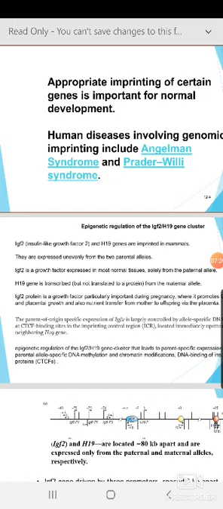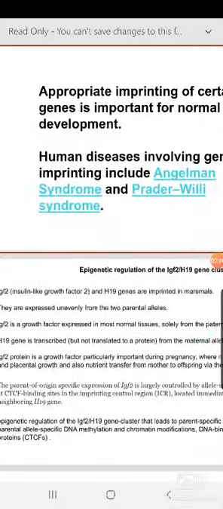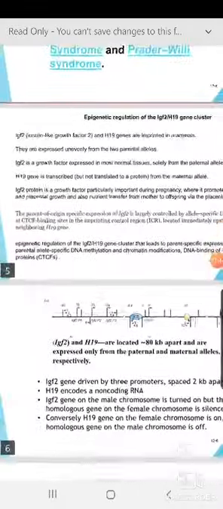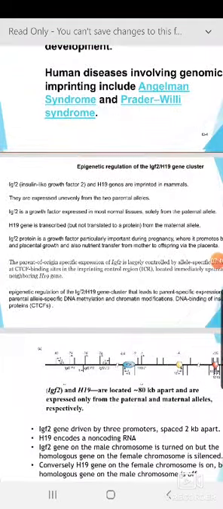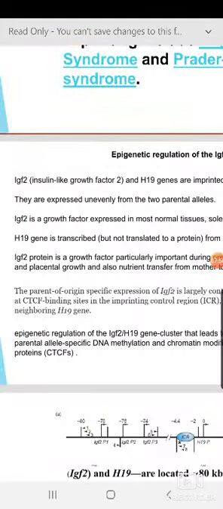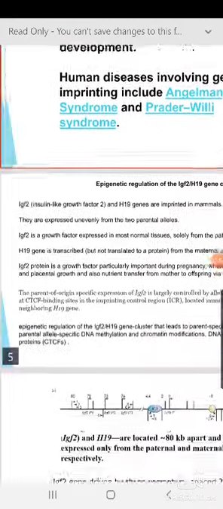So H19 is such a gene which actually transcribes and gives you an RNA, but that RNA will never be translated. Now, we are going to study the epigenetic regulation of the IGF2 H19 gene cluster. IGF2 insulin-like growth factor and H19 genes are imprinted in mammals. This is the phenomenon.